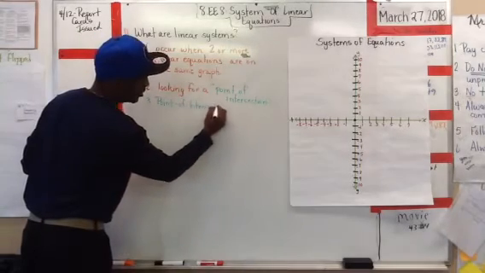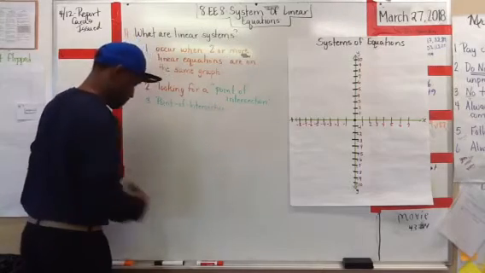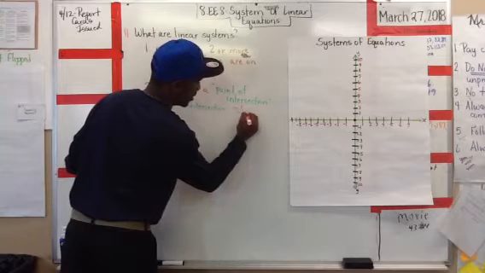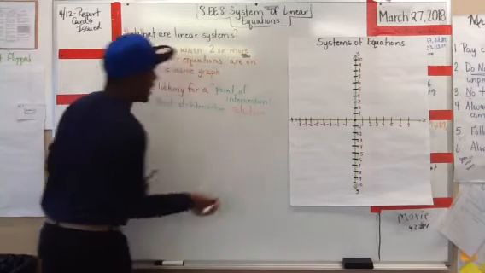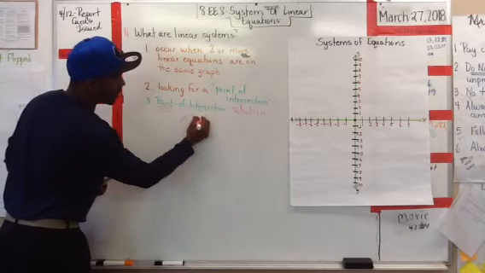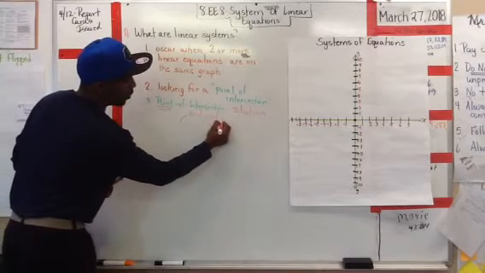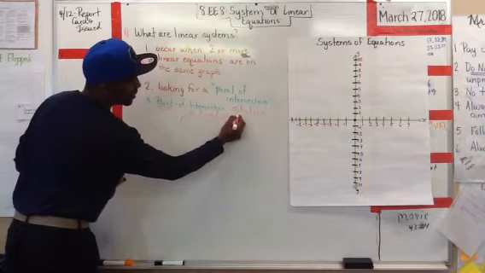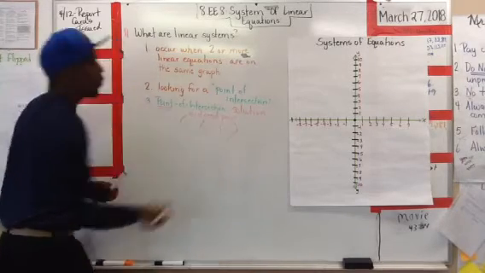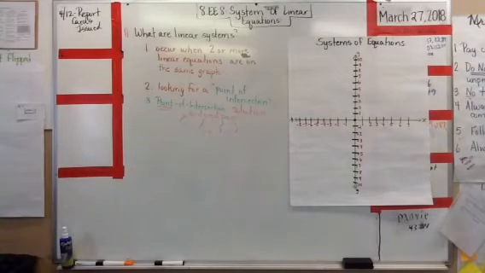The point of intersection is referred to as the solution to the system. So your answer is in terms of a point. We also call points ordered pairs. So when you answer, you're going to answer in x comma y form, or as an ordered pair.